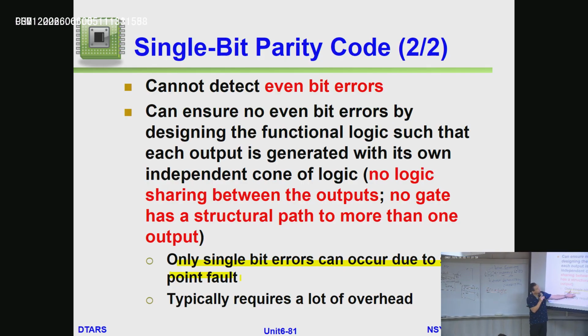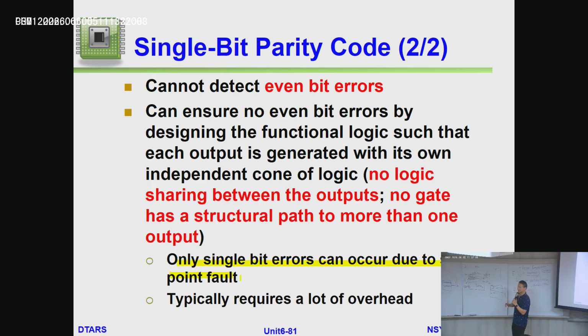If you have this property, then you can use single bit parity check to detect if there are any errors. However, you need to pay a lot of cost. So if you are interested, you may think about that. This is your original design. You share some hardware. How can you redesign your circuit such that there is no hardware sharing in your design?